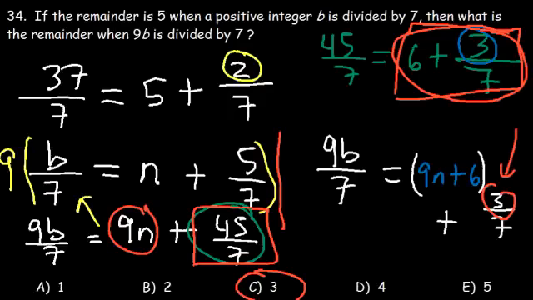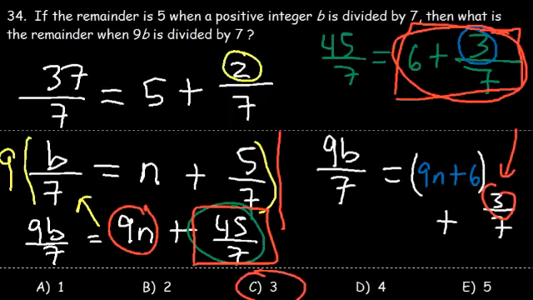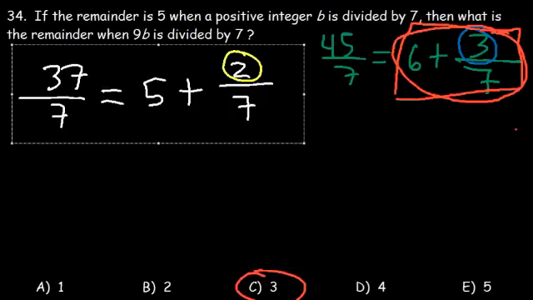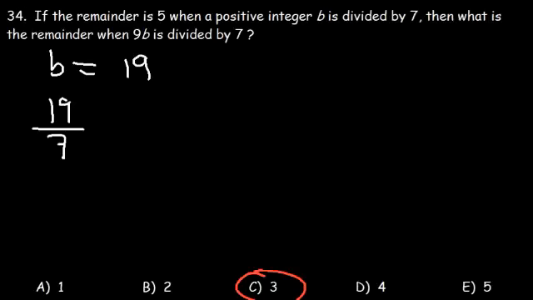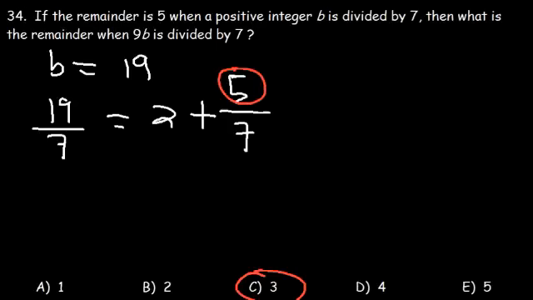So let's see if we can prove it. Think of a number in which 7 could go into, but the remainder is 5. Let's use 19, so b is 19. 7 goes into 19 2 times, and 7 times 2 is 14, and 19 minus 14 is 5. So here we got a remainder of 5. Now if we multiply 19 by 9, will the remainder be 3?